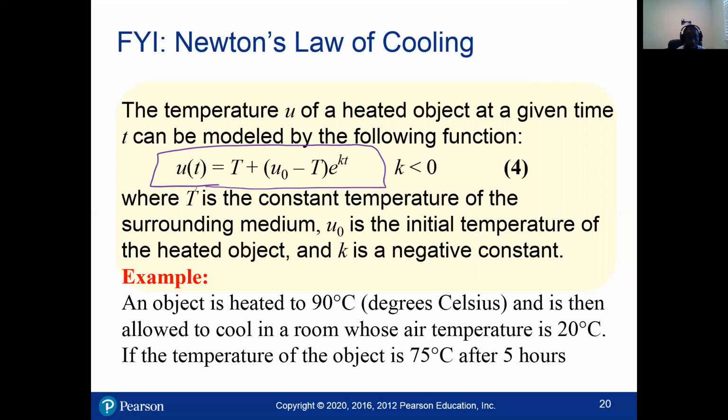For example, if an object is heated to 90 degrees Celsius and then allowed to cool in a room at 20 degrees, and the temperature of the object is 75 degrees Celsius after 5 hours, how much of it has cooled down? So that is the formula. K is negative because it's decreasing. Don't forget, it's a decreasing function.